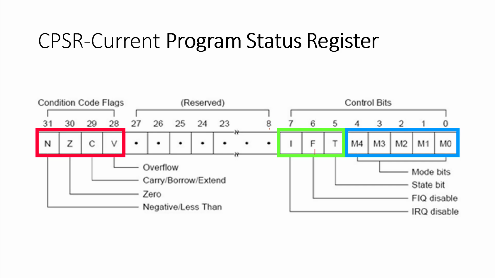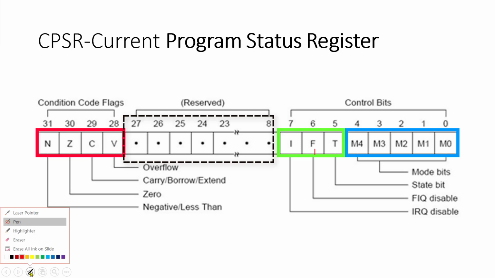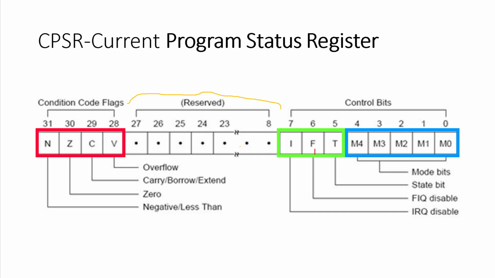Okay, and the bits from 8 to 27, all these bits are reserved. It is not usually used. Okay, so this is used for some other functions. So we have a total of 8 control bits and 4 condition code flag bits. Okay, and this represents the program status register.